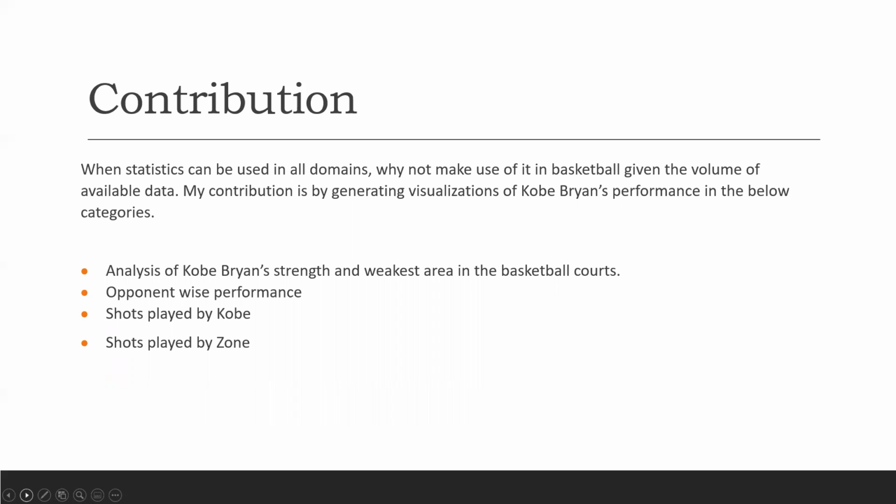My contribution is generating visualizations of Kobe Bryant's performance. Some of the things I covered are analyzing Kobe Bryant's strength and weakness areas on the basketball court, opponent-wise performance by Kobe, shots played by Kobe, and shots played in zones.